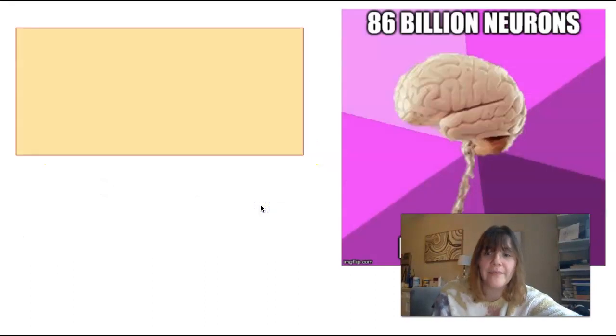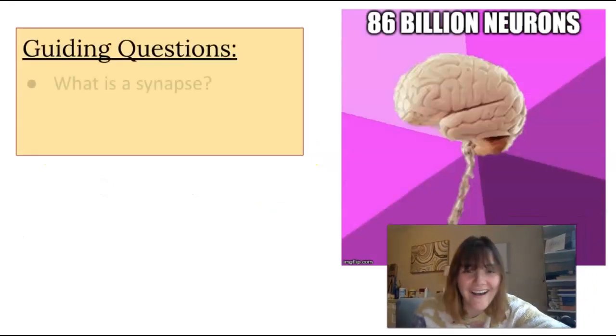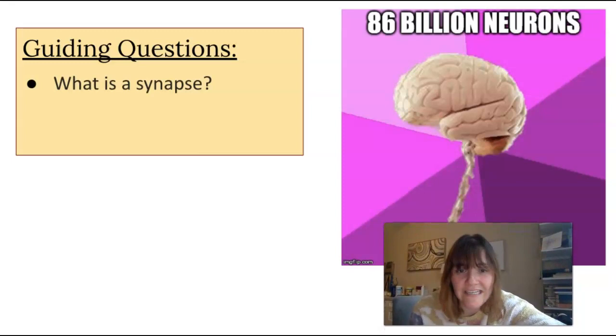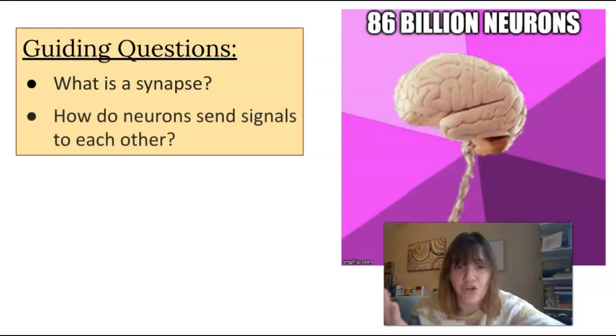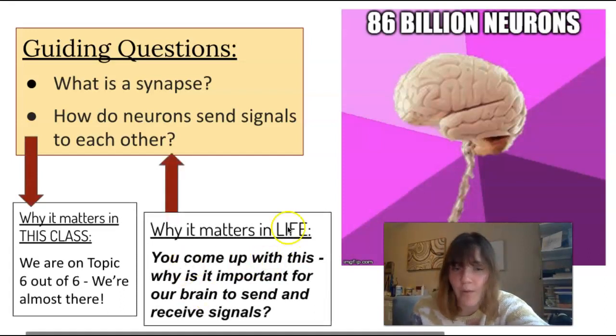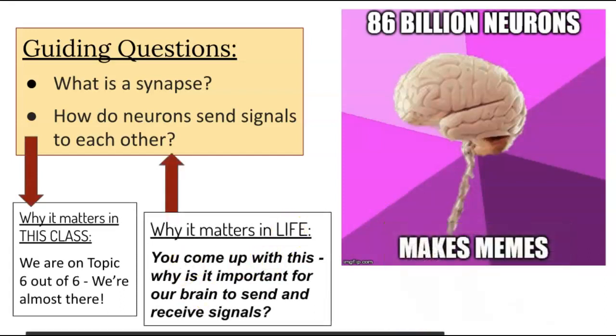Cool. Okay. So, guiding questions. What is a synapse and how do neurons send signals to each other? That's what you're going to learn today. Why is it important for our brain to send and receive signals?